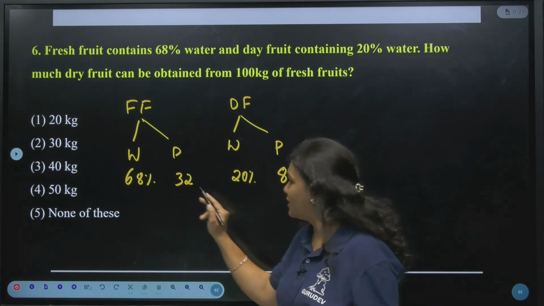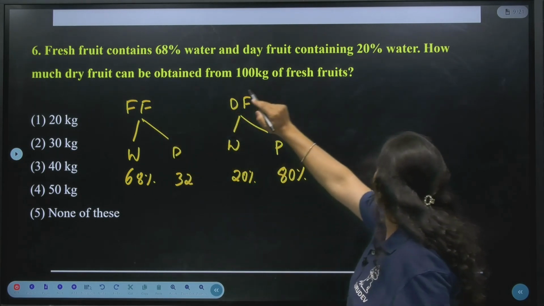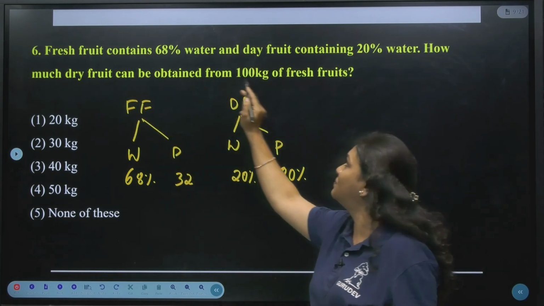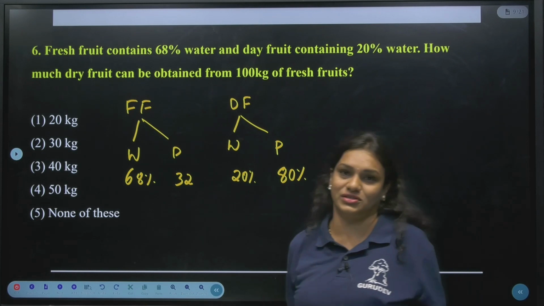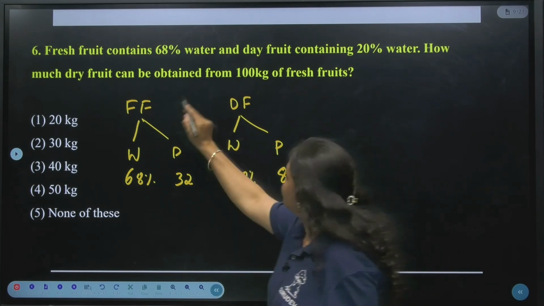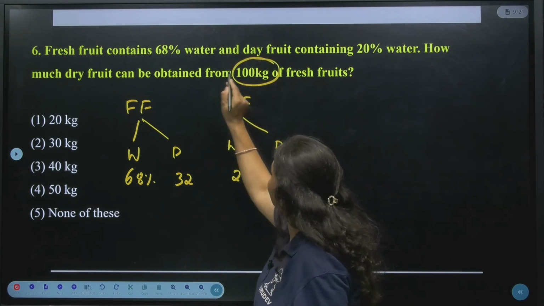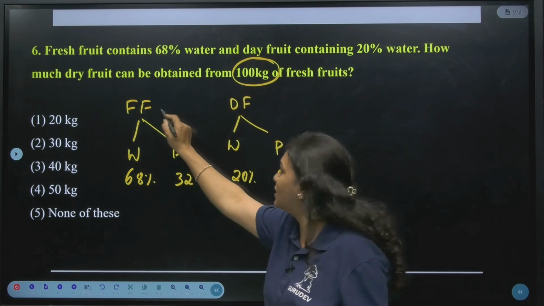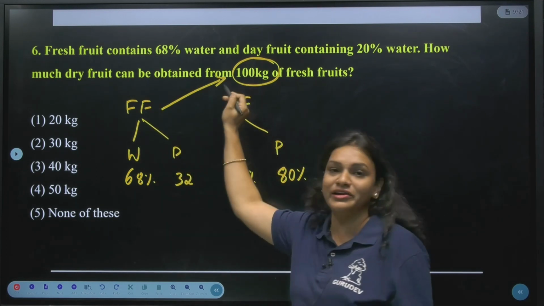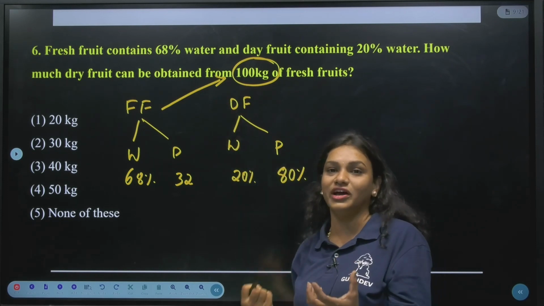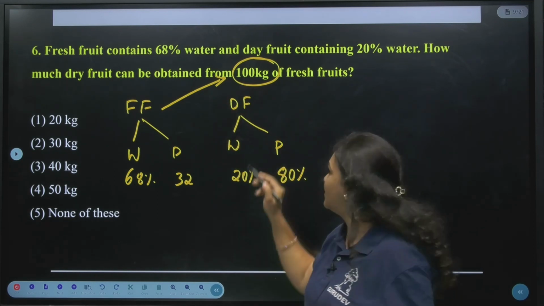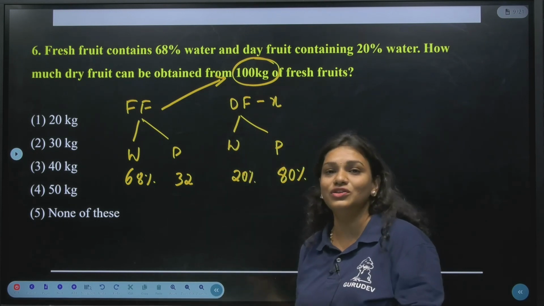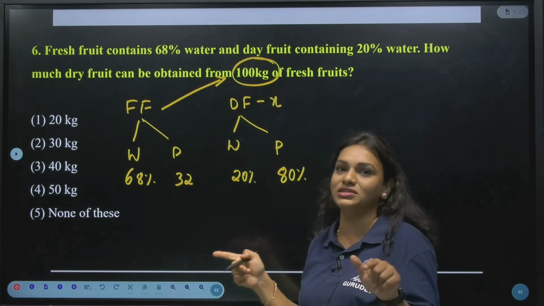Based on that logic, the question is: how much dry fruit can be obtained from 100 kg of fresh fruit? The 100 kg given is the quantity of fresh fruit. In this 100 kg, how much quantity of dry fruit can be obtained? That is the question mark, so we don't know. Let us take it as X. As we know, water evaporates, pulp quantity remains constant.